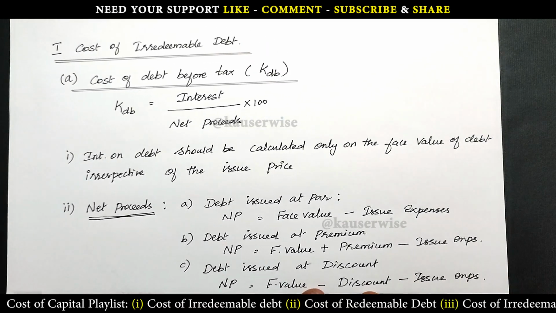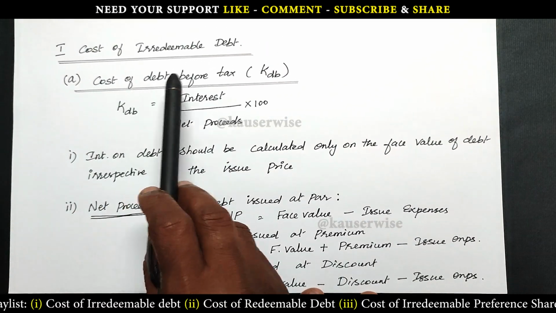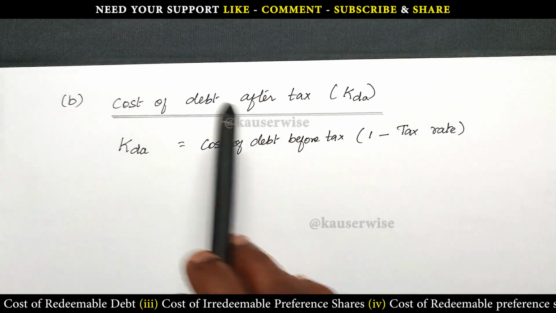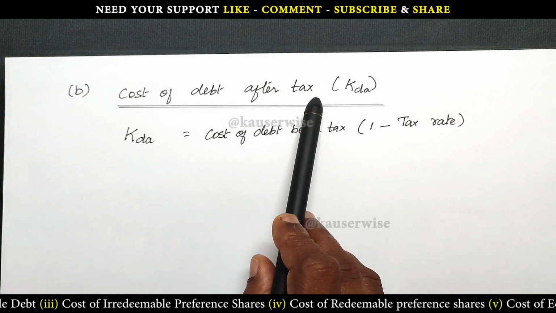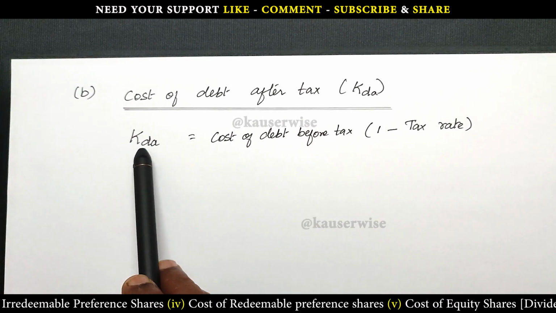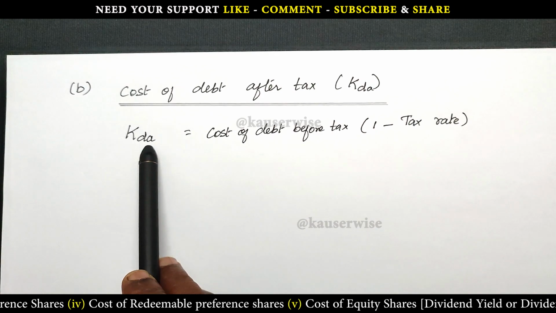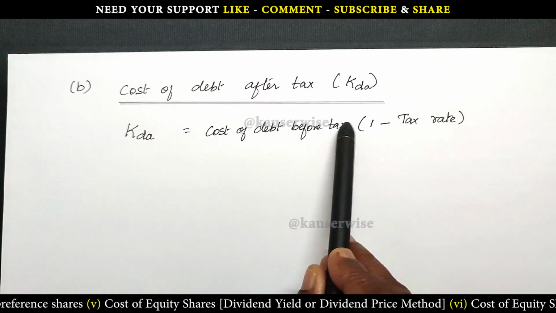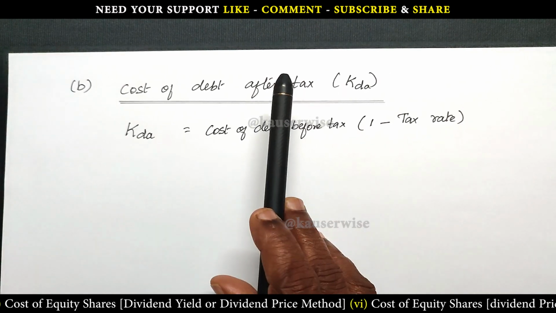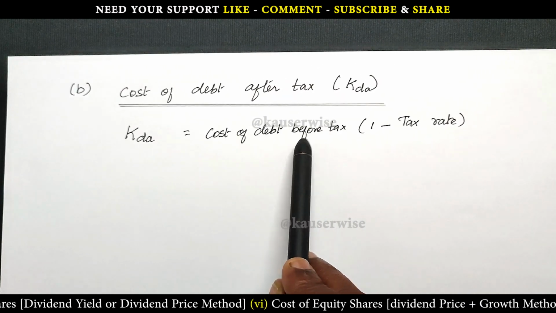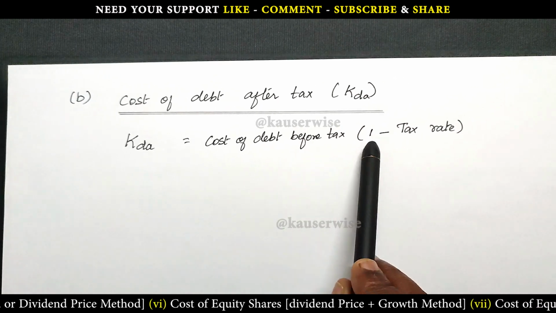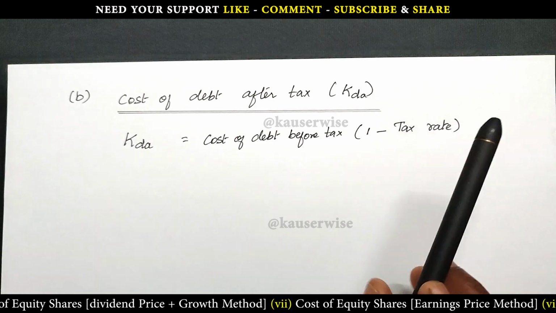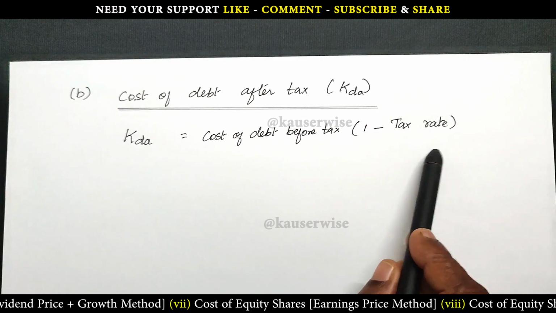Now we are going to see the second one, that is cost of debt after tax. This is the formula to find out cost of debt after tax. K refers to cost, D refers to debt, A refers to after tax. KDA is equal to cost of debt before tax. Just apply the previous formula to find out cost of debt before tax and then multiply with 1 minus tax rate. Suppose the tax rate is 50%, then you will be getting 0.5.